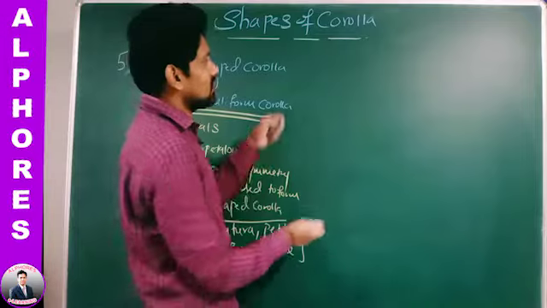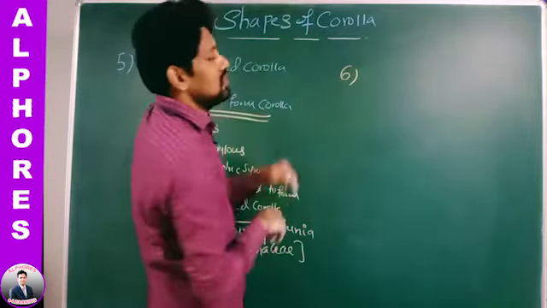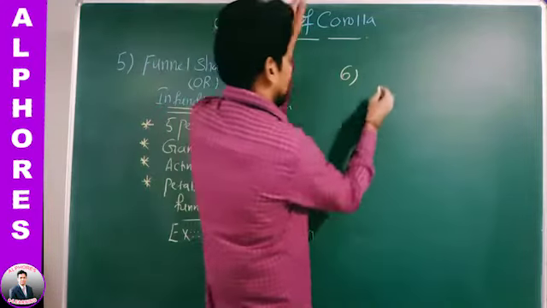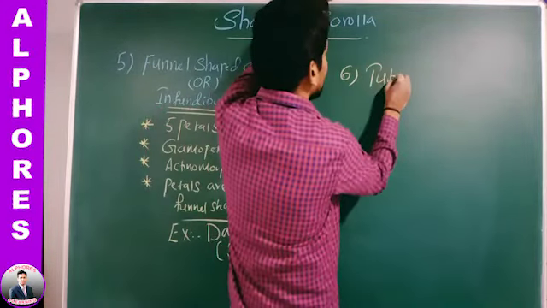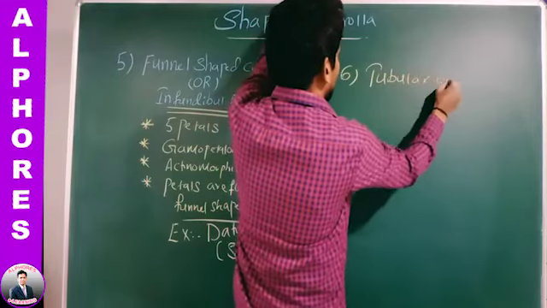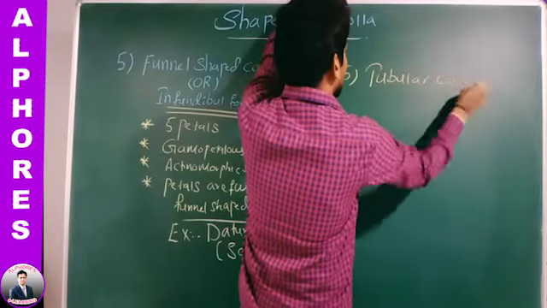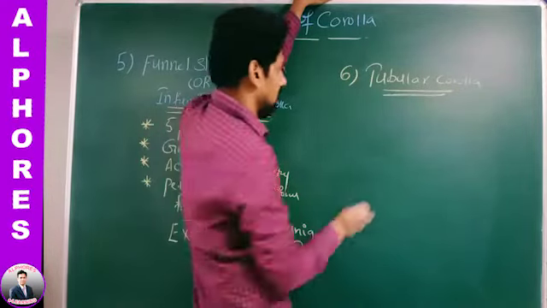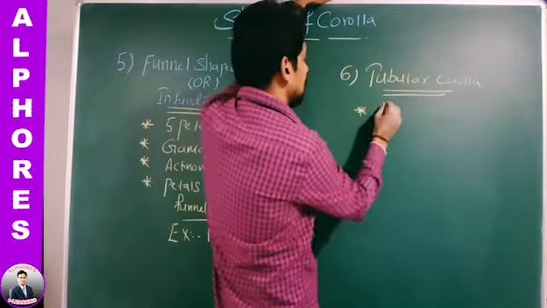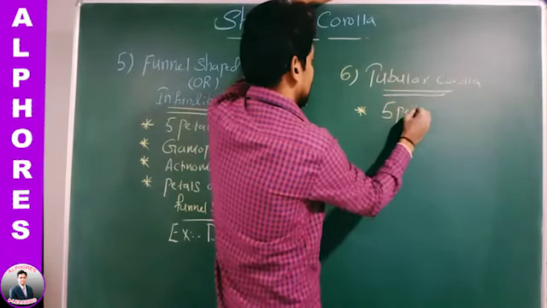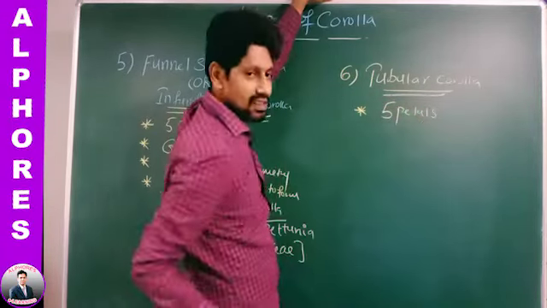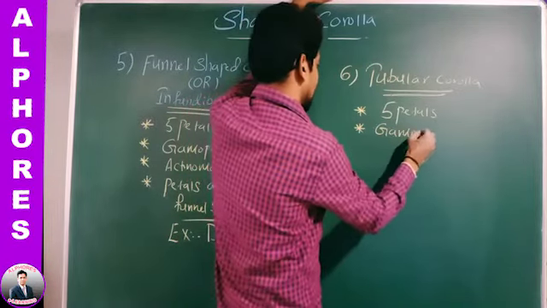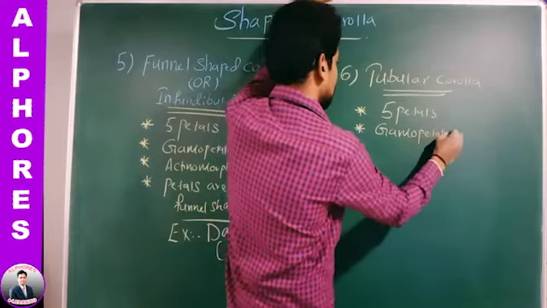Okay. Next one. We are discussing shapes of corolla. Go for the next shape of corolla. Tubular corolla. It means here the corolla is tube-like. Here how many petals are present? Here also five petals are present. These five petals are fused, therefore gamopetalous condition.